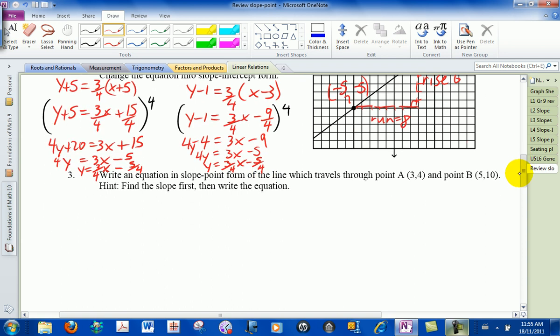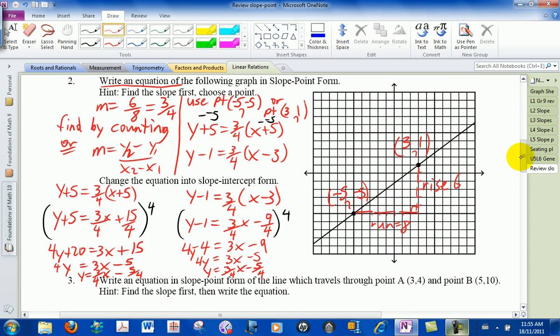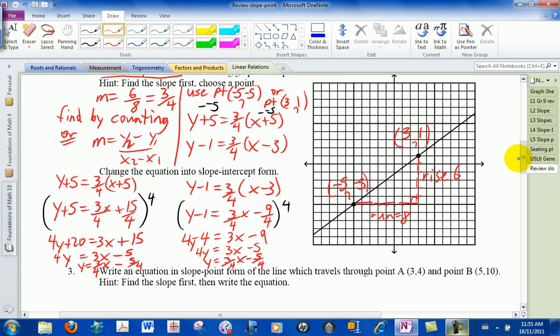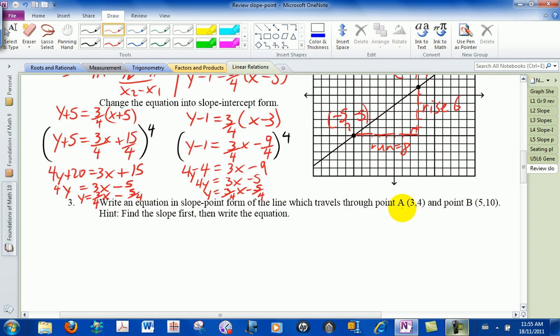Okay. Next, linear equation in slope-point form, which travels through those points. So what's the first thing you have to do? It's just like this question up above, number 2. The only difference between 2 and 3 is that in 2, you start with a graph. In 3, you can't use a graph to find your slope, but you have to use your slope equation. So go ahead, use your slope equation, and then put it into your slope-point equation. Okay. Go ahead, find your slope, then right into the equation.